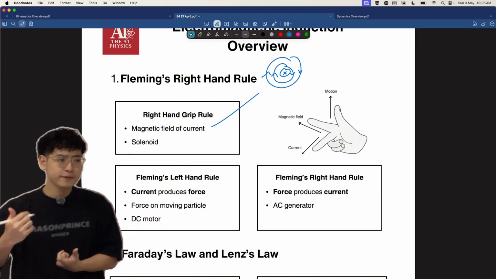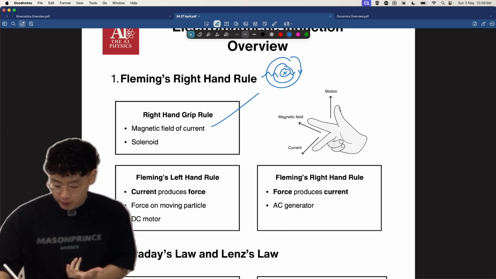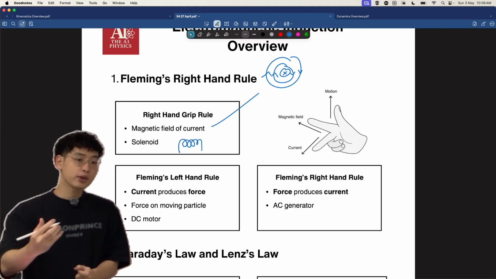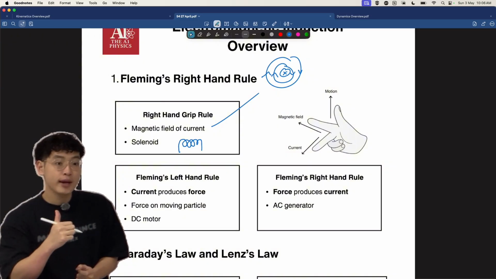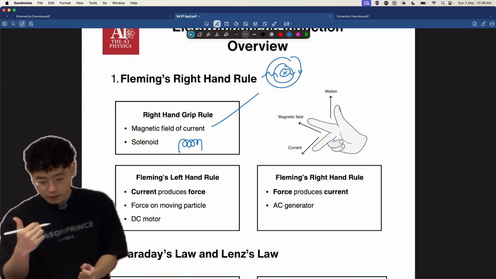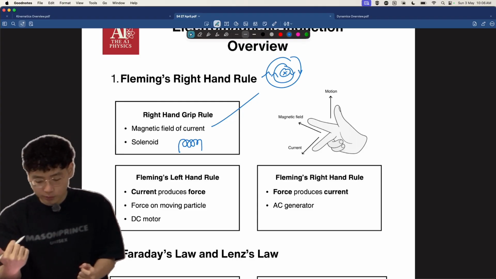The next use case for right-hand grip rule is for solenoid. Example, if we have a coil of wire like this, we always want to use the right-hand grip rule to find where is the north pole, where's the direction of the current flow. So that's the 2 uses of the right-hand grip rule.